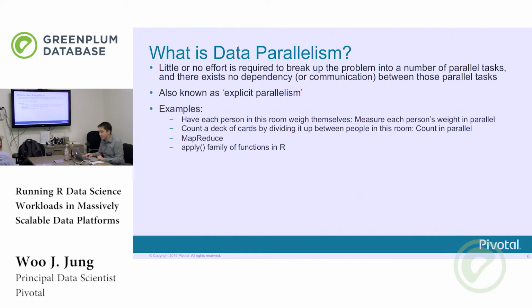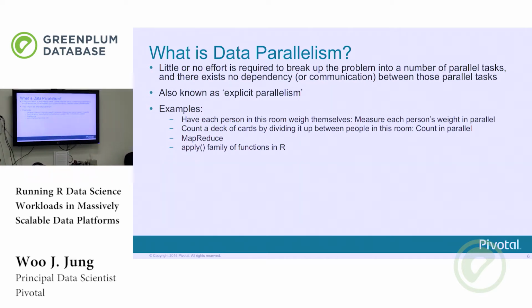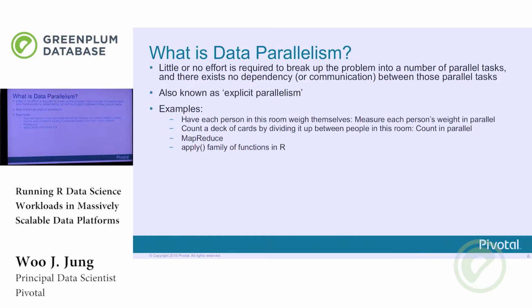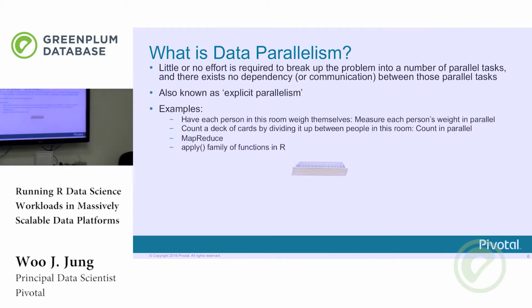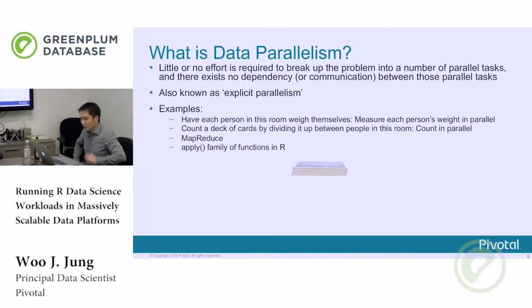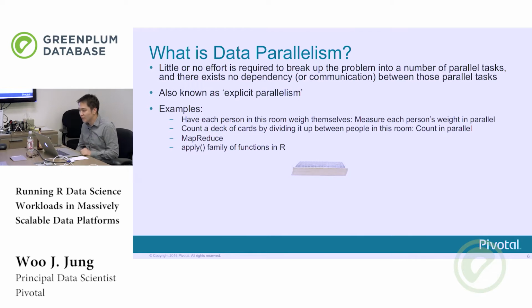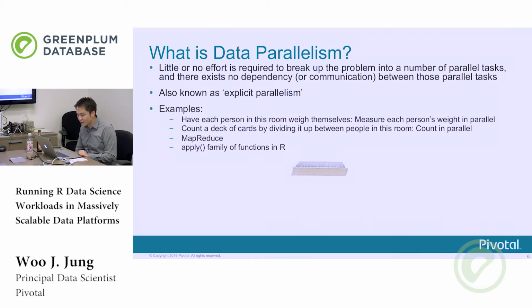So before we get right to it, we wanted to define what we mean by explicit parallelism or data parallelism. This is a scenario where little or no effort is required to break up the problem at hand into a number of smaller parallel tasks, right? Those of you who are familiar with the R ecosystem, this is akin to the apply family of functions in R. You can also think of it as a parallelized for loop. MapReduce also follows this pattern of coding.